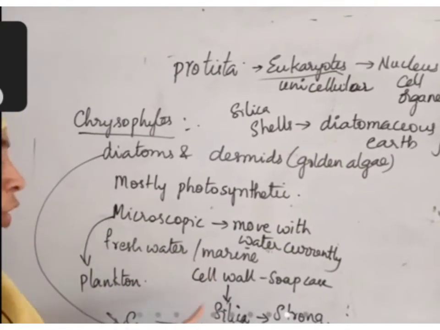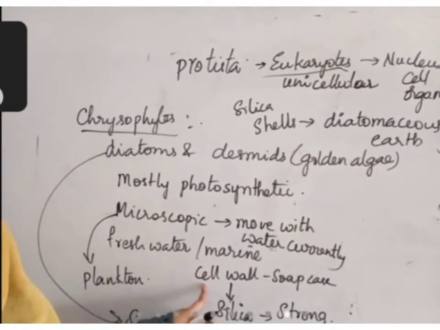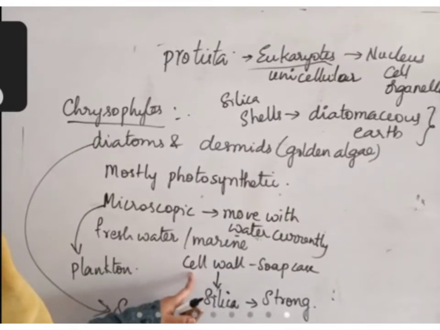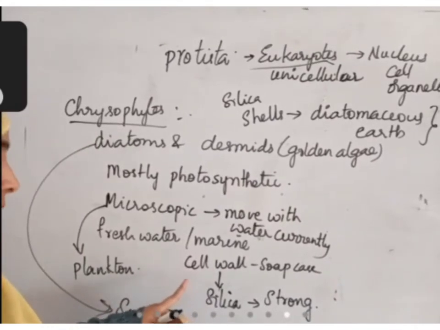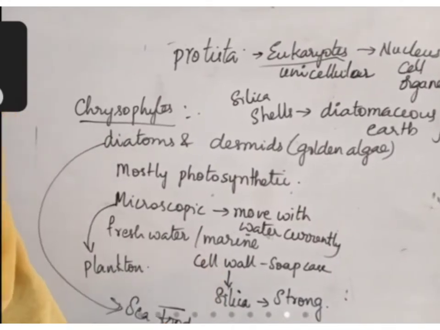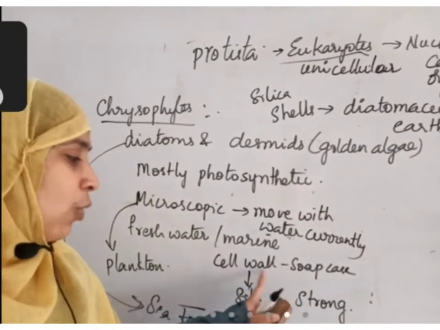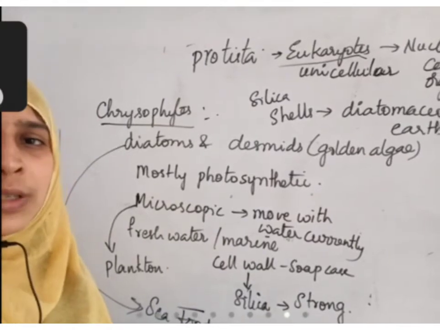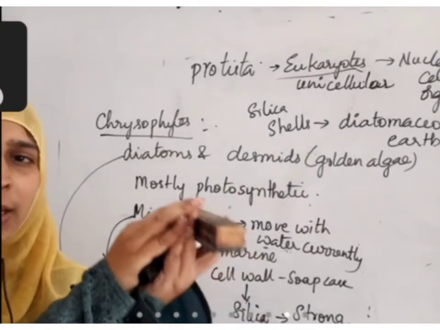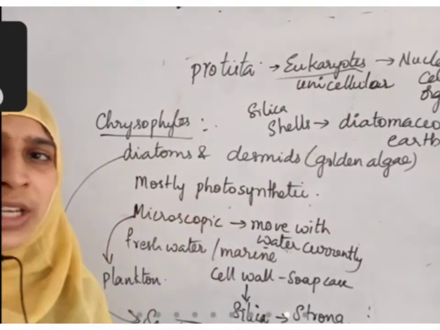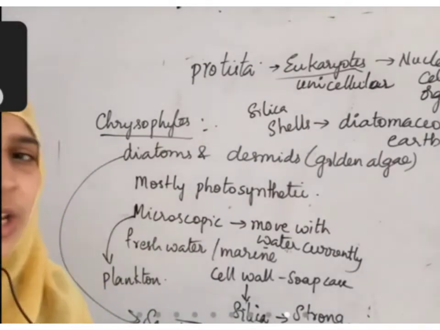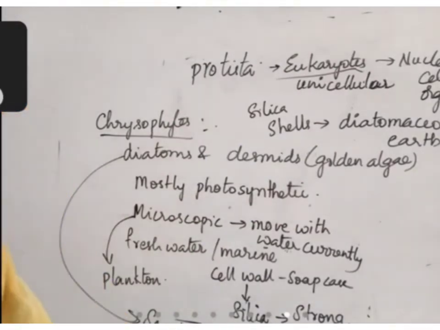They live either in fresh water or marine water. Fresh water means river water, etc., and marine water means seas, salty oceans, like that. The cell wall is like a soap case. Both sides will be like this, and it can be opened, in which the Chrysophytes can be found. This cell wall is made up of silica, that is why it is very strong.